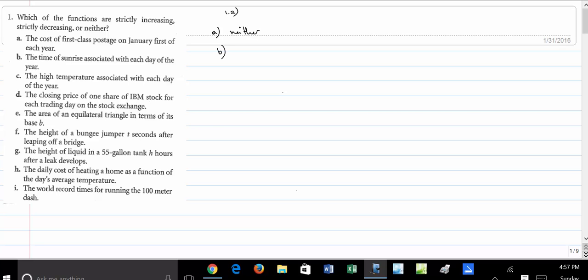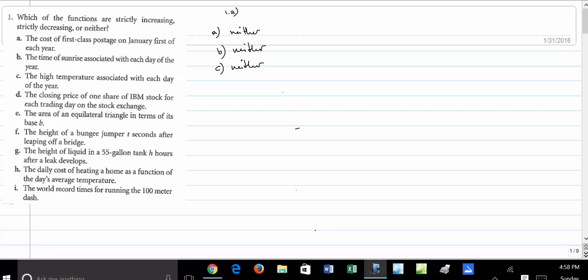The time of sunrise associated with each day of the year. The sunrise times vary on different days, so I would say the answer is neither. The high temperature associated with each day of the year. The high temperature also varies per day, so I would say for this also neither.